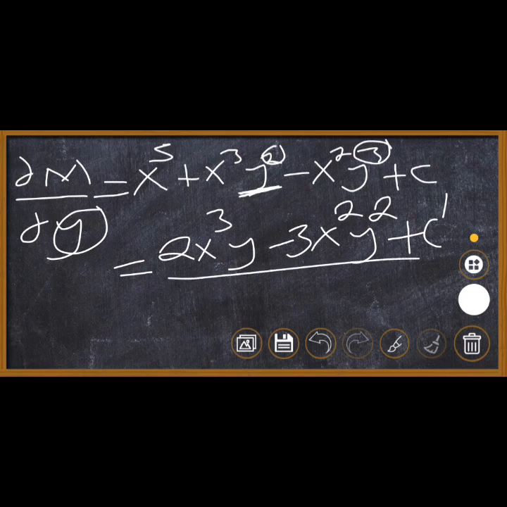Okay, so we have this here. Now this is what we are going to equate to the function of n. According to the rules, we said that after you have differentiated, you also equate it to the function of n. Okay, so let's do that.